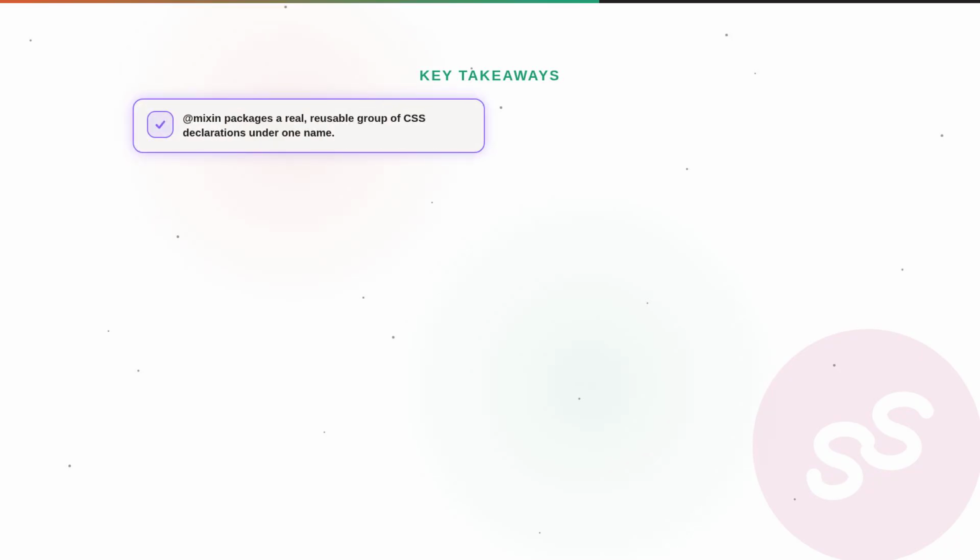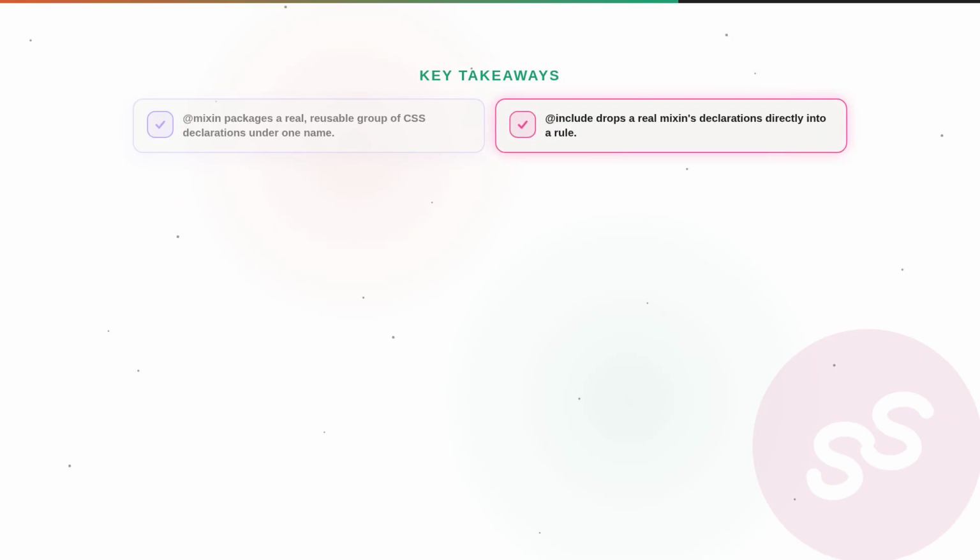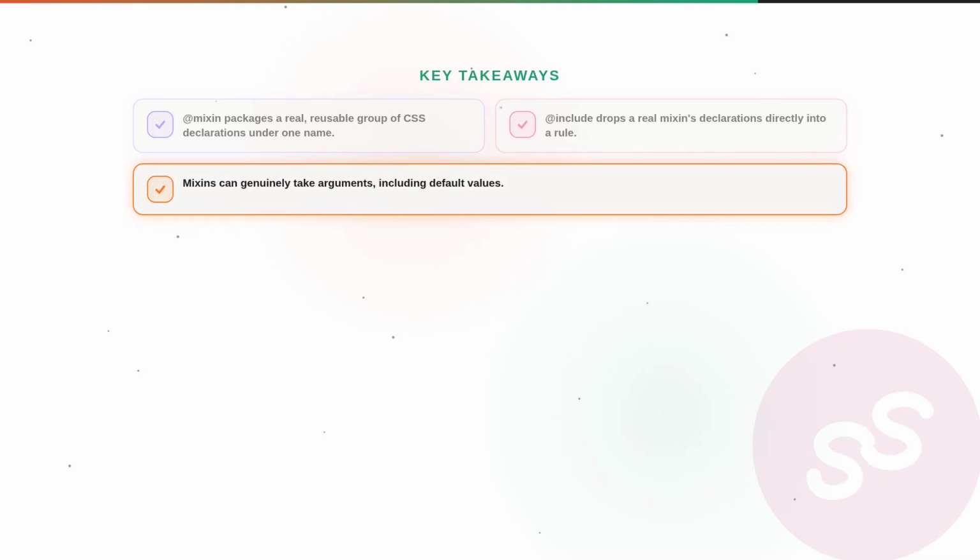@mixin packages a real, reusable group of CSS declarations under one name. @include drops a real mixin's declarations directly into a rule. Mixins can genuinely take arguments, including default values.